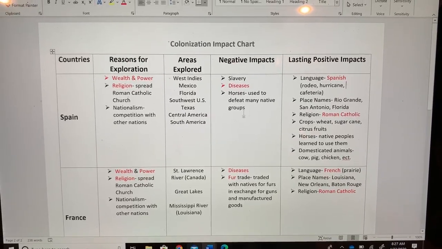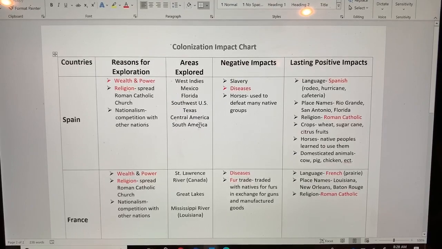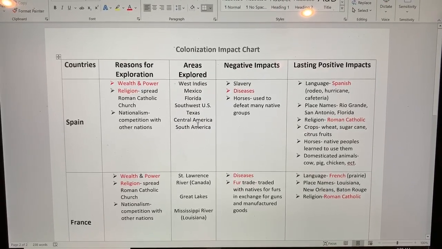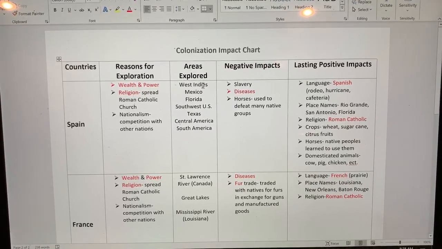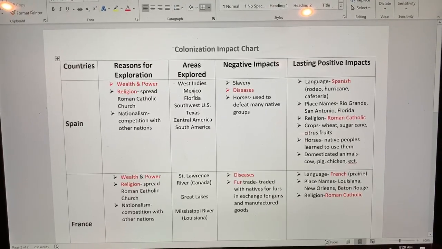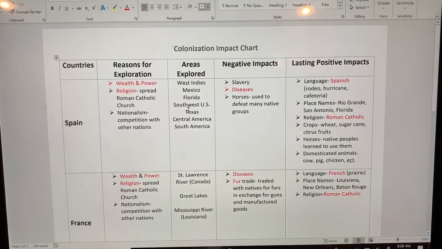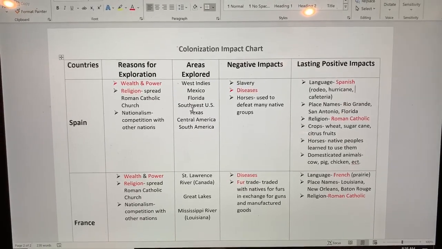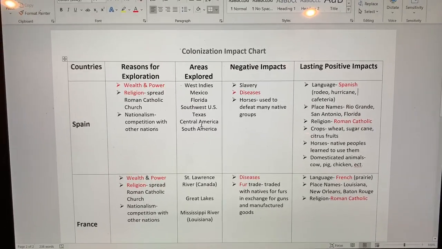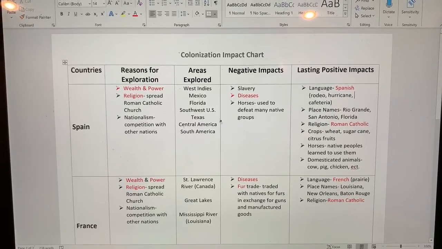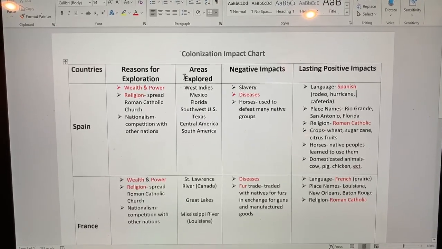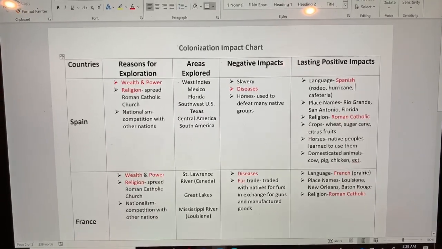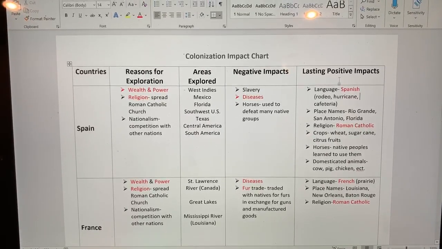Then you're going to see the areas explored. They didn't cover those very much in the video, so I didn't have you fill any of those in. But you are going to want to look at those because it's going to give you an idea of where we see the lasting impacts of the colonization of these different countries. You can probably already tell, when we talk about language, you're going to see that connection in these areas. And then we have it broken down into negative impacts and lasting positive impacts.